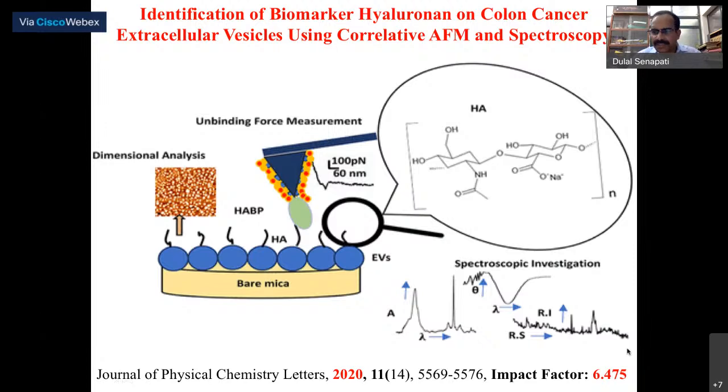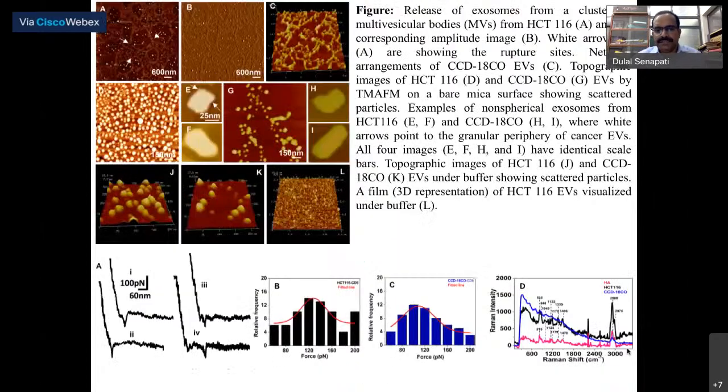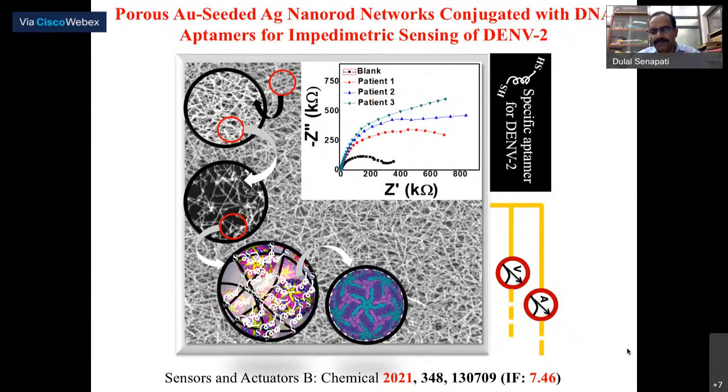Not only that, we can also use nanotechnology for the detection of cancers through AFM techniques. As I told you, I'm not going to describe these in detail because we need to understand those things from the core of the project.